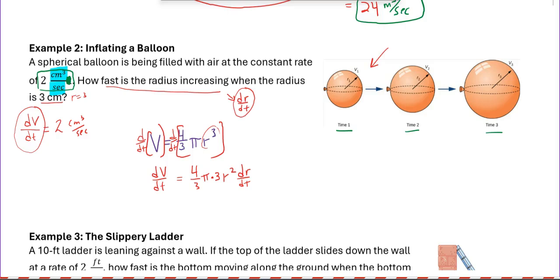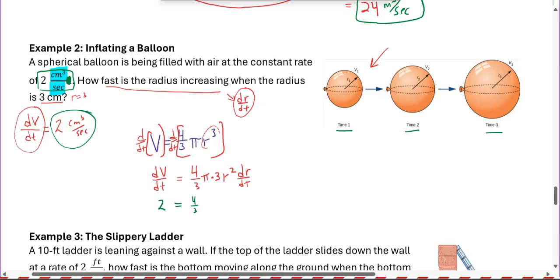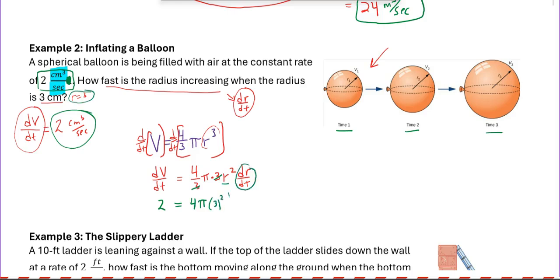Now let's plug in everything we know. We were given earlier in the problem that dV/dt is 2, so this is a 2 on this side. I noticed some simplification, and maybe you already noticed it, that this 3 and this 3 can simplify. And so we're going to get 4 pi r squared. And we were told in this problem that r is 3. We want to find that, right? So we're going to plug in 3 squared. And dr/dt is exactly what we're trying to figure out. So I'll leave that there as the unknown.